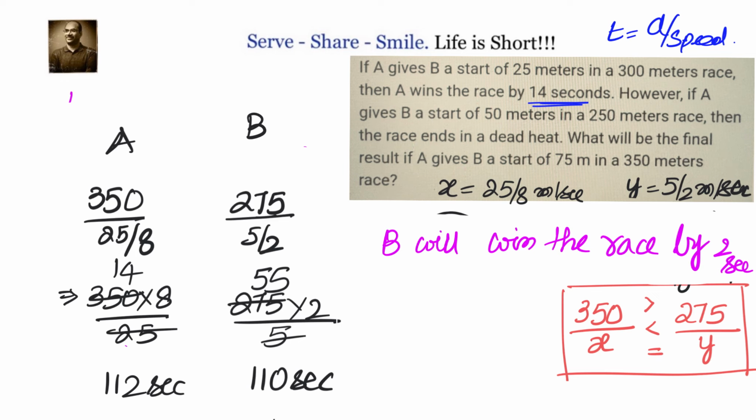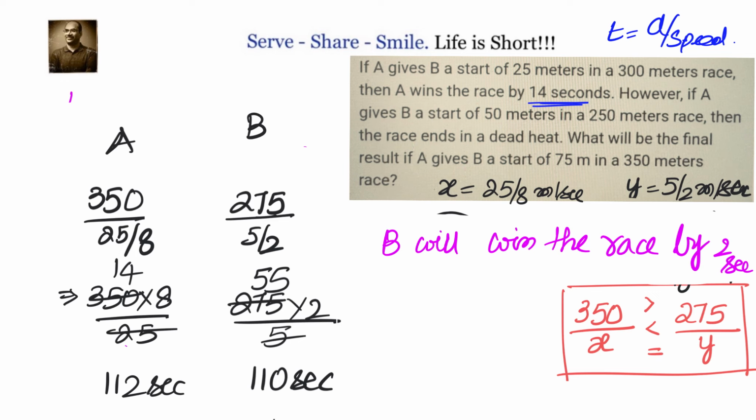Let's have a recap of this. If A gives B a start of 25 meters in a 300 meter race, then A wins the race by 14 seconds. However, if A gives B a start of 50 meters in a 250 meters race, then the race ends in a dead heat. What will be the final result if A gives B a start of 75 meters in a 350 meters race? Now we certainly know that B will win the race, but we have to know how many seconds more. So for that we took the speed of A as x meters per second and speed of B as y meters per second.